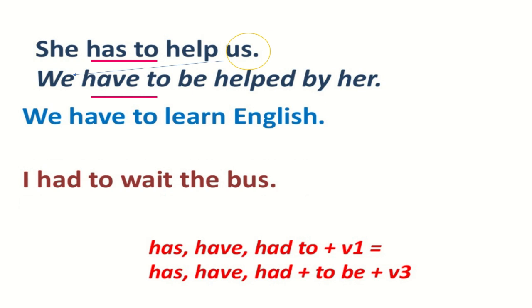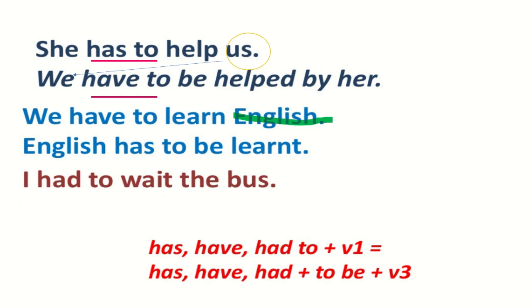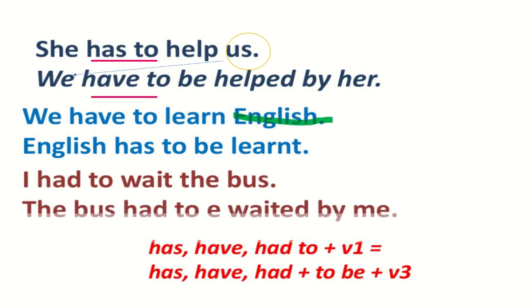Be helped by her. We have to learn English. So English is my object or my new subject that I'm going to start with. English. Have to? No, English is singular. So I need to change have to to has to. English has to be learned by us. I had to wait for the bus. So I start with the bus. The bus had to be waited for. Here be, sorry. Had to be waited for by me.